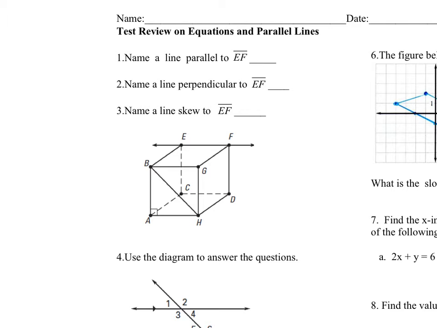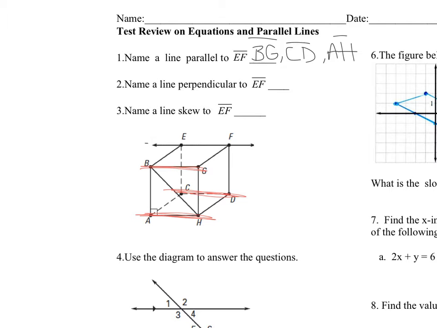So, number one asks you to name a line parallel to EF. So, obviously EF is right here. As far as parallel goes, you have several answers, right? You have BG across from it, you have DC down here, and that would also include AH. So you only need one, obviously, but any of those would have been an answer. And if you look at the answer key, it has multiple answers for this. So any of those would be good for what you're doing here.